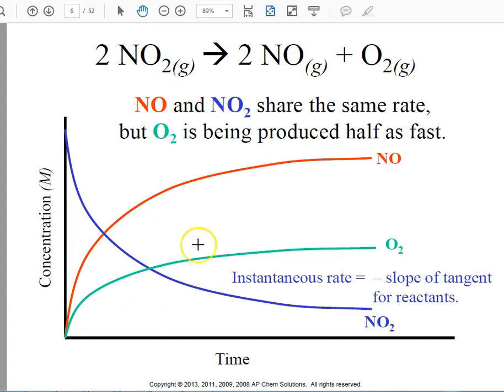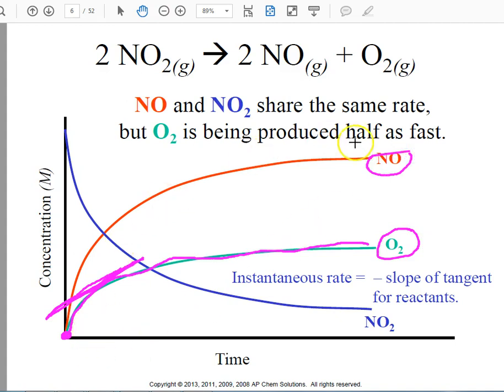All right, now let's look at these other two that they've now drawn on the graph. Here we have our O2, which also started at 0 because it was one of our products, and it is increasing as we go. And again, if we wanted to find the rate at any time, we would just find the slope along that tangent.